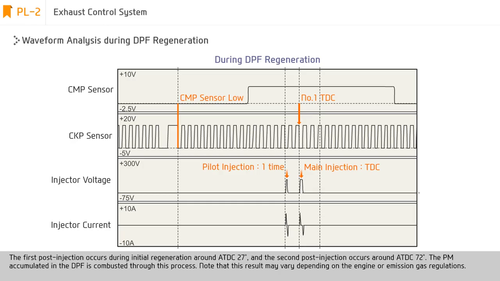The first post-injection occurs during initial regeneration around ATDC-27, and the second post-injection occurs around ATDC-72. The PM accumulated in the DPF is combusted through this process. Note that this result may vary depending on the engine or emission gas regulations.